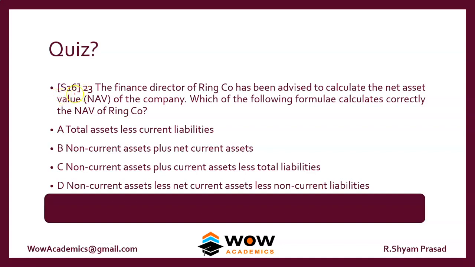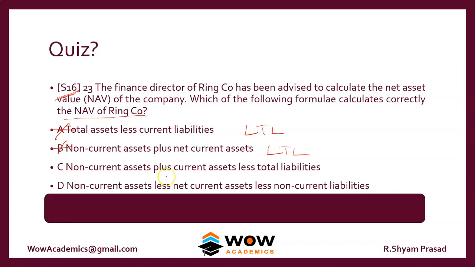So this was asked in September 2016. The finance director of Rinco has been advised to calculate the NAV of the company. Which of the following formulae calculates correctly the NAV of Rinco? Total asset less current liabilities. We are not considering the long-term liability in this formula, so this is wrong. So non-current asset plus net current asset. Again, we are not considering the long-term liabilities, so this is wrong.